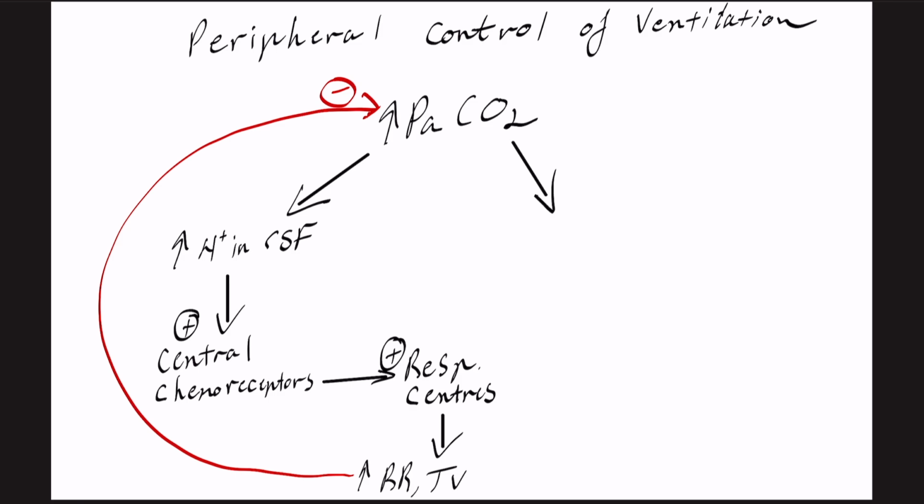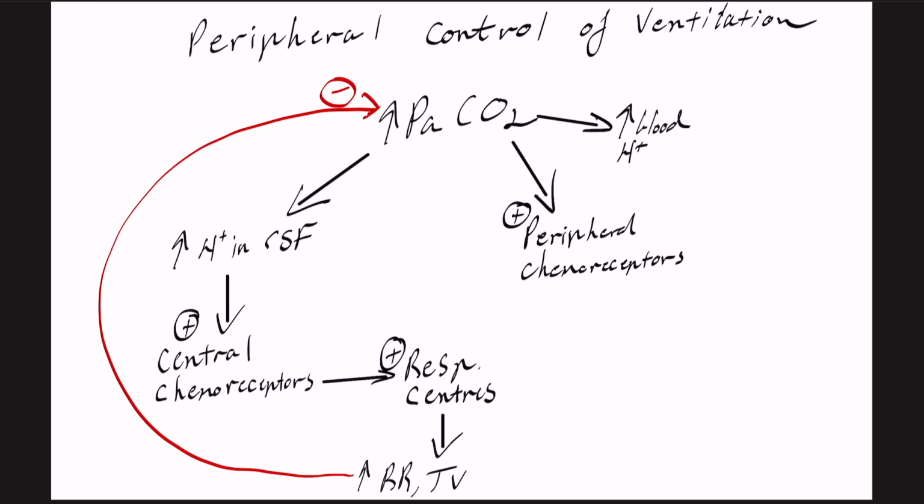For the peripheral chemoreceptors, it does the same, so increased PaCO2 sensed by our aortic and carotid bodies. It also, through our Henderson-Hasselbalch equations, leads to increased hydrogen ions within the blood, which will decrease our pH. Again, another stimulus for the peripheral chemoreceptors. So this all stimulates our respiratory centers again, leading to increased respiratory rate and tidal volume.